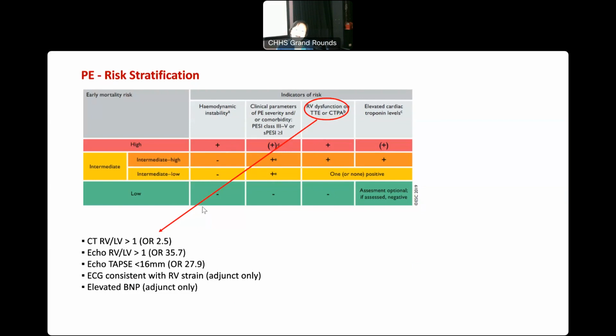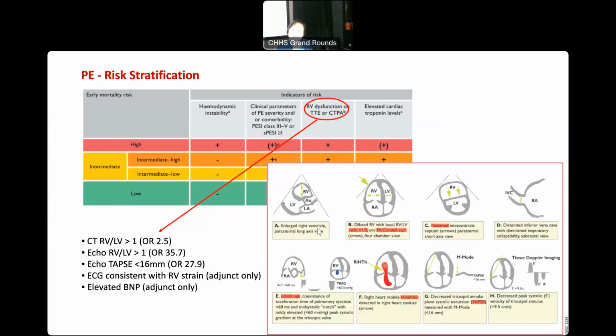So if you look at the RV dysfunction, okay, sure, you can see CT, you can use echo, you can use all the rest of it, but I want you to focus on this odds ratio. The odds ratio with CT, 2.5. The echo odds ratio, hugely higher. Therefore, echo is the actual standard criteria to diagnose RV dysfunction. In the guideline, it's very clear. I'm not going to list the signs of assessing RV dysfunction. You can go through that.